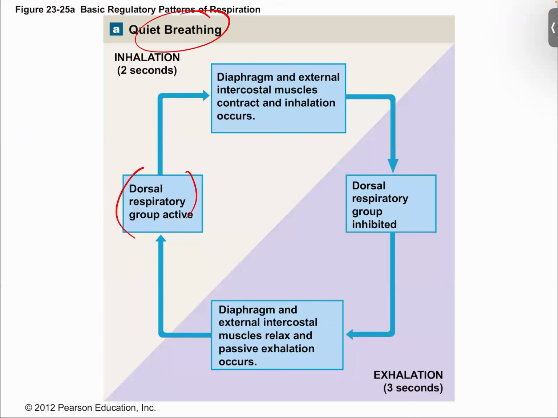So your DRG is activated. The diaphragm and your intercostal muscles will contract because they've been stimulated by the phrenic nerve. And then what happens is the DRG is inhibited, so it stops. And then you get the passive exhalation, or the passive relaxation, associated with passive relaxation of the diaphragm and the external intercostal muscles. And then you just fire off your DRG again for your next breath.